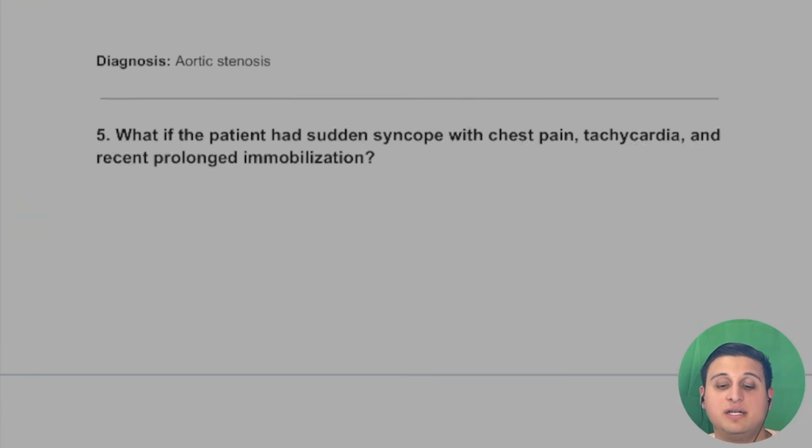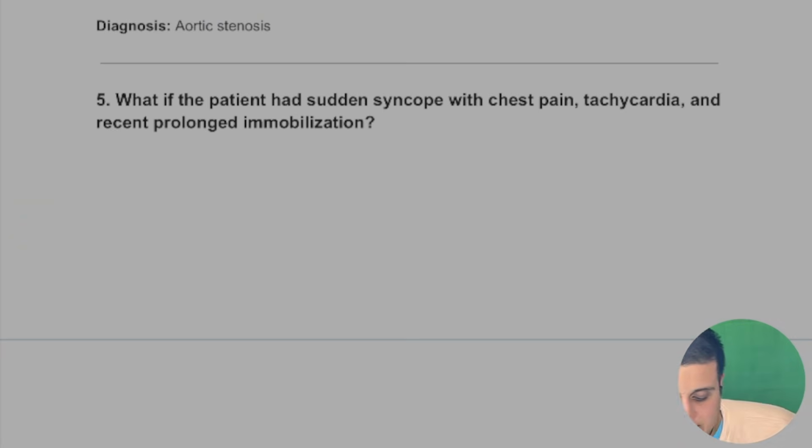Okay. Let's move on to 5. So, again, we have the syncopal episode. Now we have chest pain, tachycardia, and recent prolonged immobilization. Well, in this case, recent prolonged immobilization, isn't that some sort of clot? How would a clot tie into chest pain and also a syncopal episode, right? Where does that come in? Maybe this is a pulmonary embolism, right?